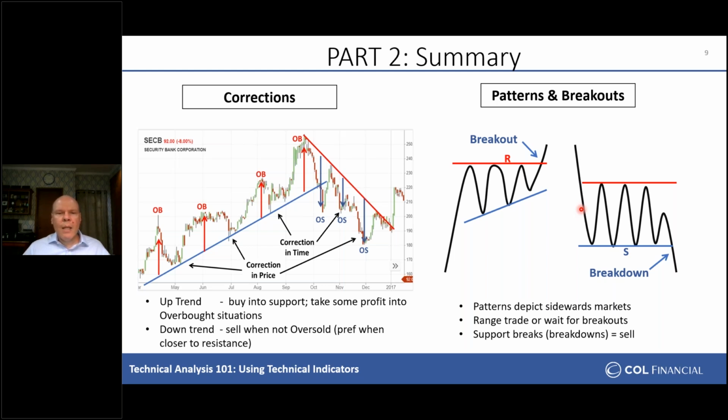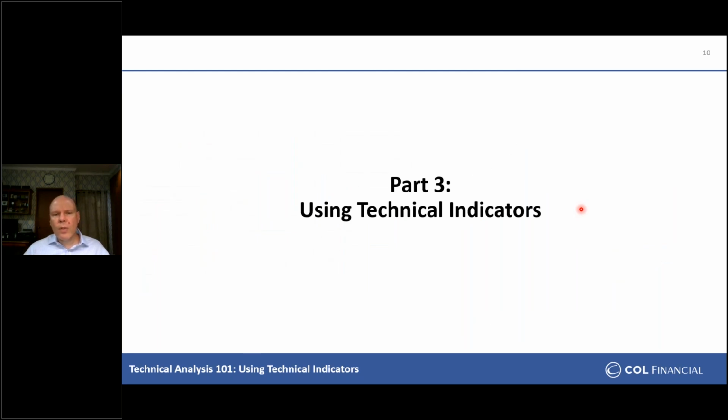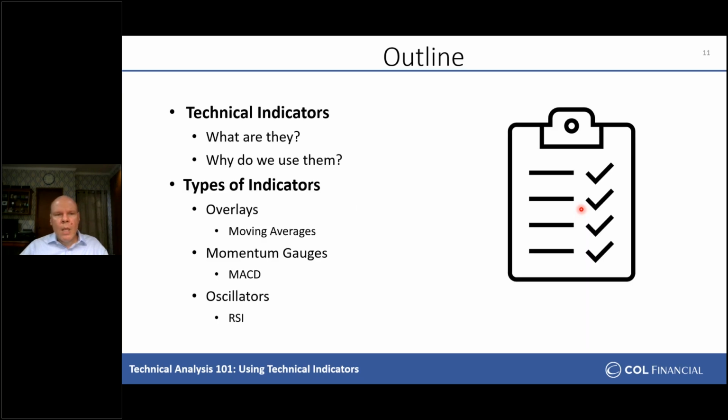All right, so with that, let's now step into today's topic. Today we're going to the third part, and we're going to talk about technical indicators. Now, what are technical indicators? Why do we need to use them? And what are they for? How are they constructed? And today we'll talk about the different types of indicators there are.